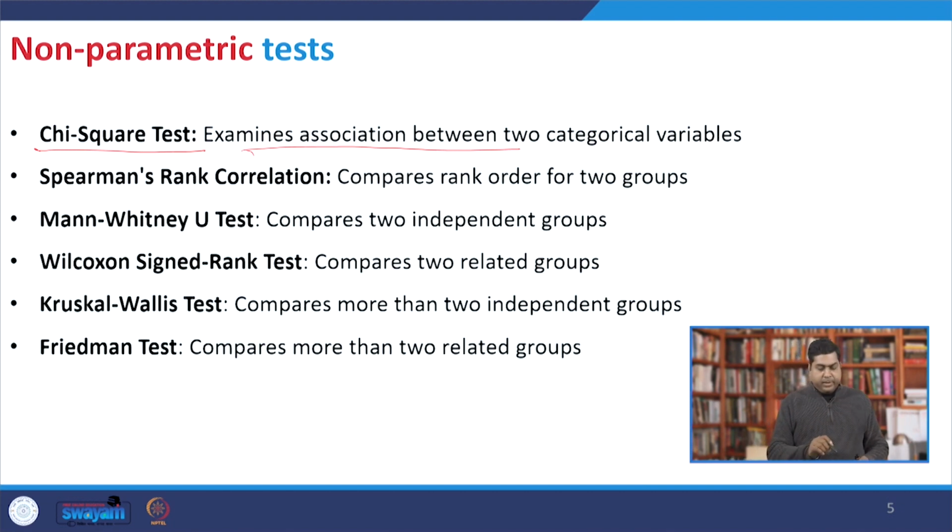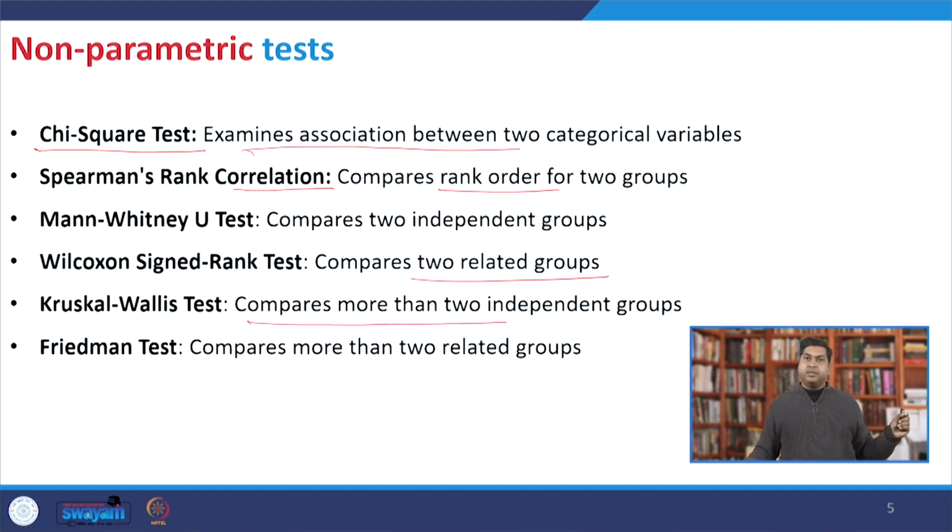Spearman rank order correlation, this is another good non-parametric statistical test which can compare the rank order of two groups. So whether they are really talking something different or there is some sort of strong association. Mann-Whitney U-test also compares two independent groups, and the Wilcoxon signed rank test compares two related groups. Kruskal-Wallis compares more than two independent groups.